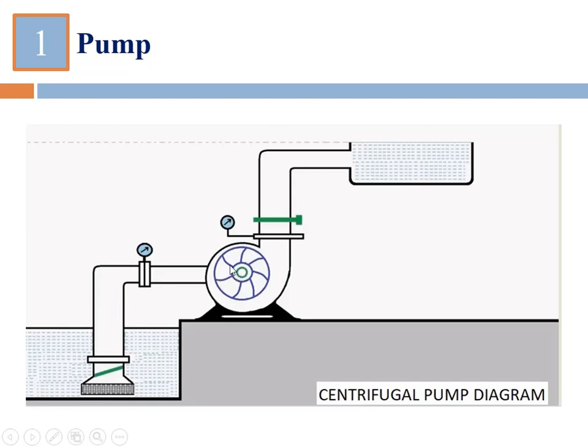The moment the water reaches here, this impeller provides some velocity to the water, and it causes an increase in the pressure as well, and due to that high velocity and high pressure, the water gets delivered to the delivery side through this delivery pipe. So this is the basic principle of the centrifugal pump.